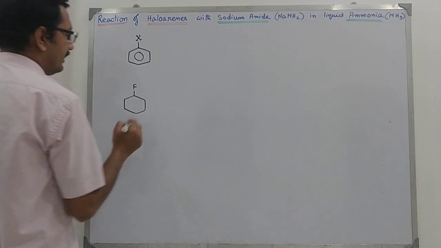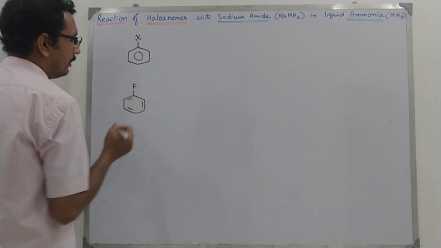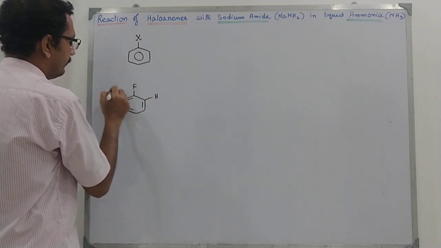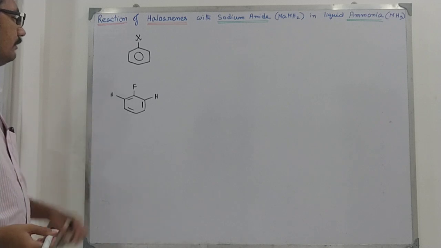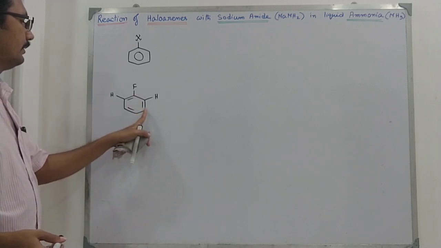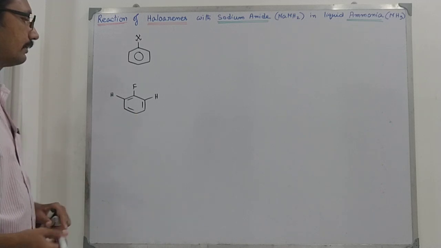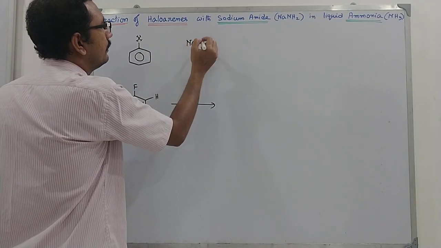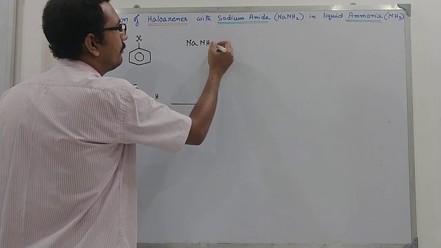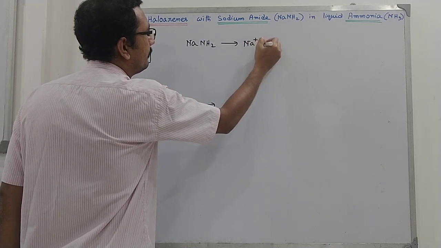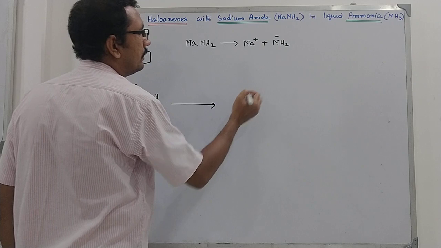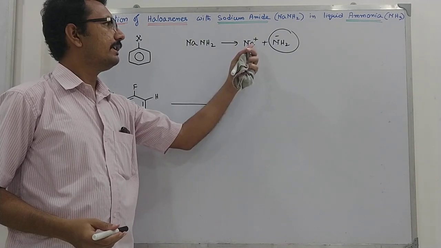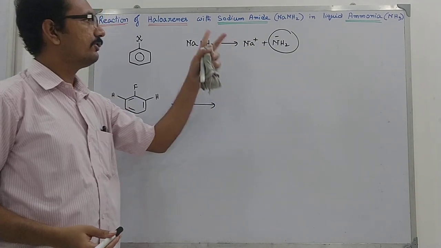Now without taking the resonance hybrid, we will start with one of the resonance structures. So here we have one hydrogen and here hydrogen. Also there are hydrogens in the meta, meta prime and the para positions. Now this sodamide will dissociate in liquid ammonia in the following manner. So this is a strong base. So sodium amide in liquid ammonia will behave as a strong base.